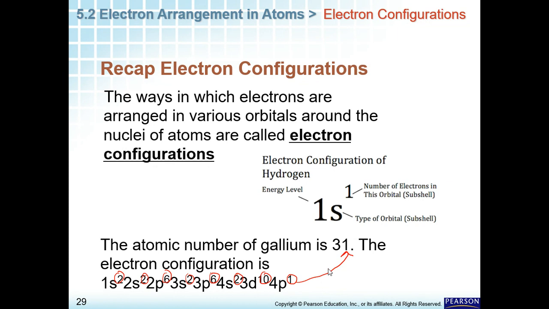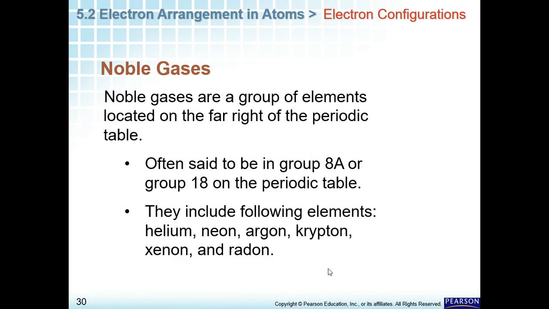Now, sometimes writing these configurations can get very long. For example, on your homework the other night, you had to write iodine, which is very long. So we need to find a shorthand way to write electron configurations, and that's where we're going to learn noble gas notation. Before we can talk about noble gas notation, we first have to understand what a noble gas is. Noble gases are the elements located on the far right-hand side of the periodic table.